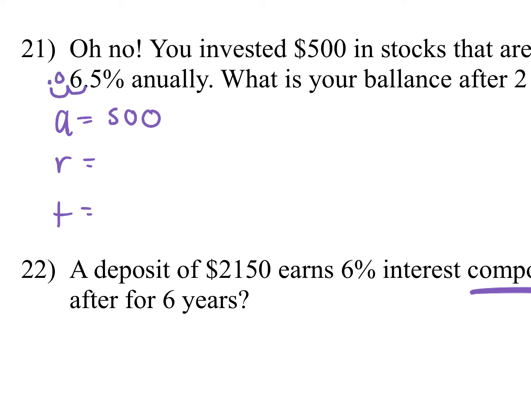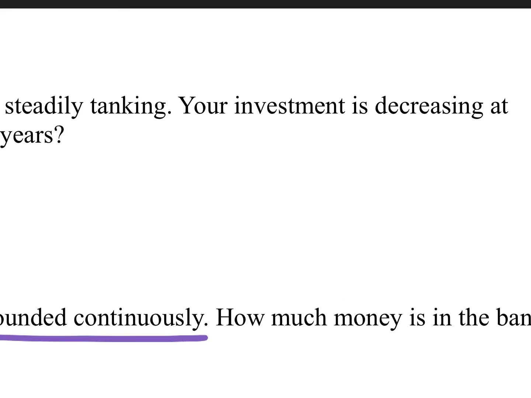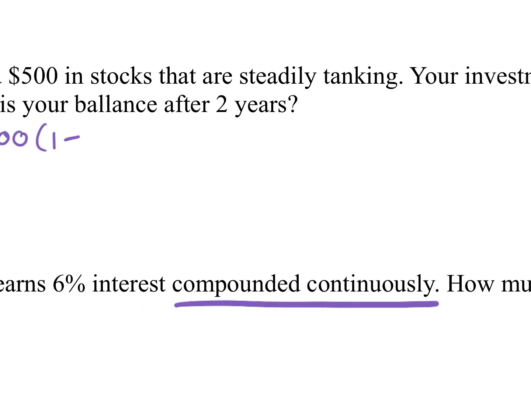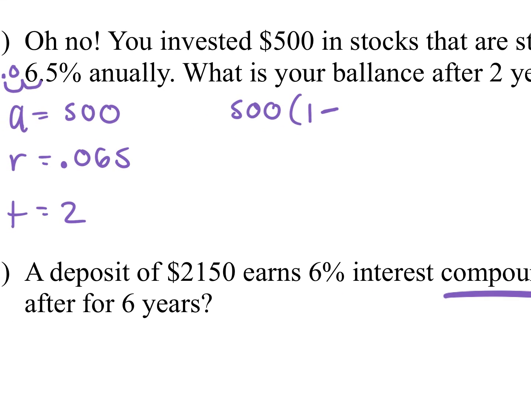Remember, I move the decimal twice, so it'll be 0.065. And then what's the time? 2. So I have 500 times 1. What comes next? Minus, because here it's decreasing. So when it says decreasing, you do minus in the middle. So minus 0.065 to the power of 2.